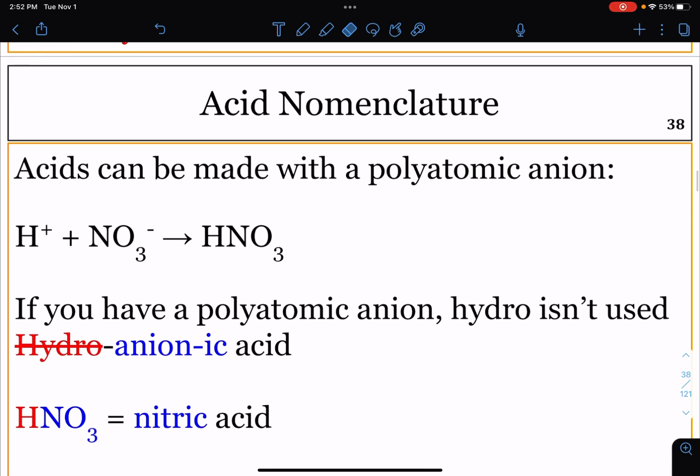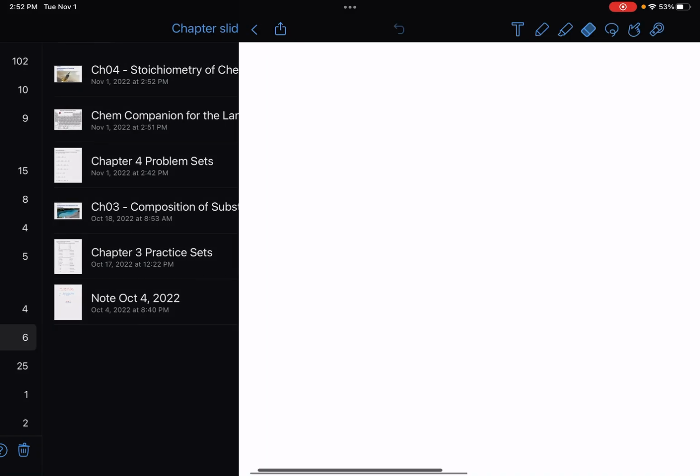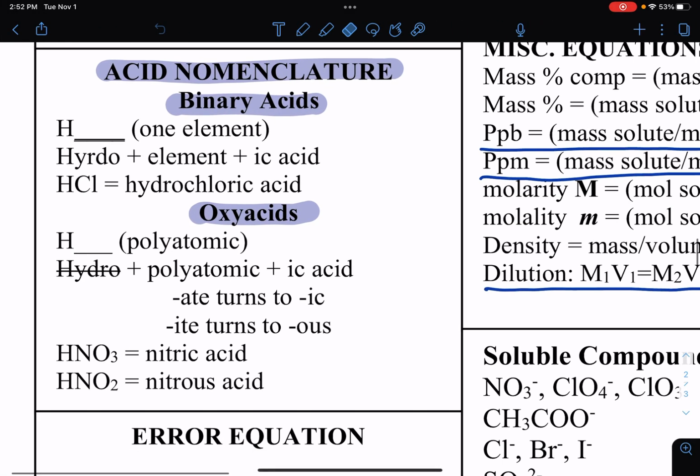Acids can also be made with a negative polyatomic ion with a hydrogen ion. Here's an example. Hydrogen plus the nitrate ion makes HNO3. For these acids, let's go to the periodic table really quick. The periodic table here calls them oxyacids. We don't use the hydro prefix, so see how it's crossed out here. Of course, the acid still has hydrogen in it, just the name doesn't have the hydro in it.